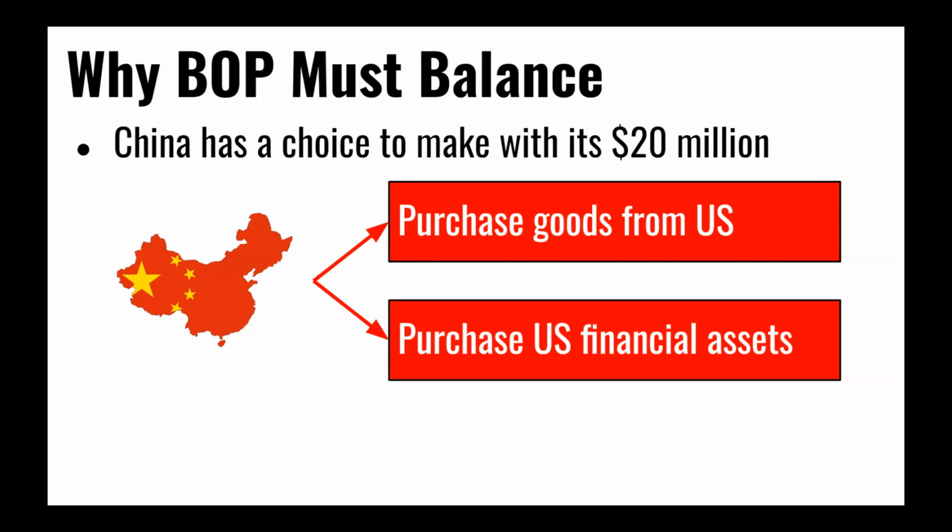But either way, no matter what choice they make, there has to be a $20 million purchase either of assets or goods to go along with the $20 million in product that the United States bought. As a result, the balance of payments will come out to be zero.